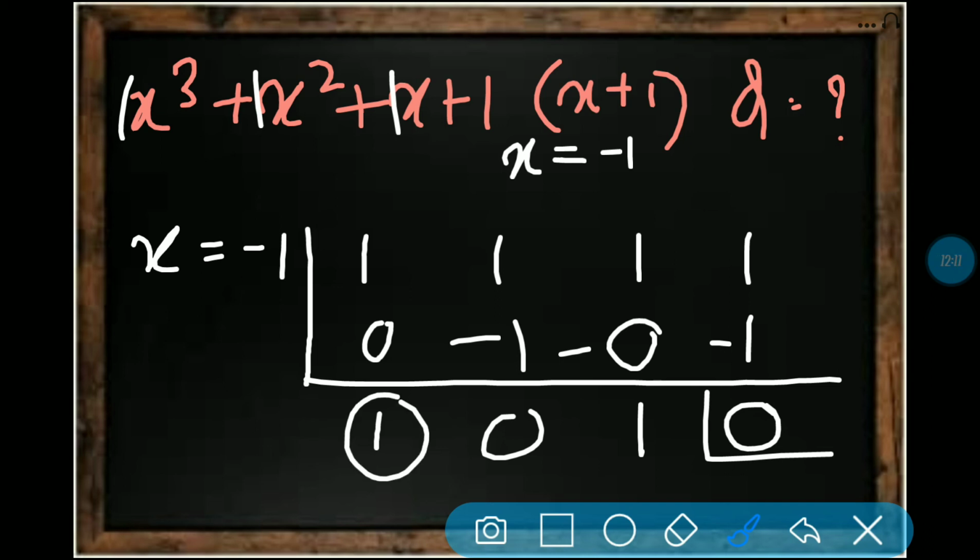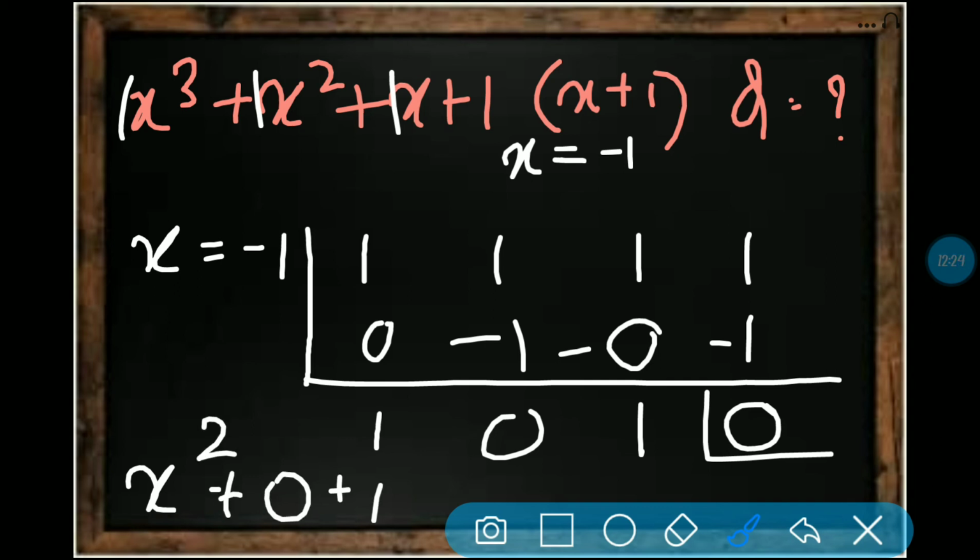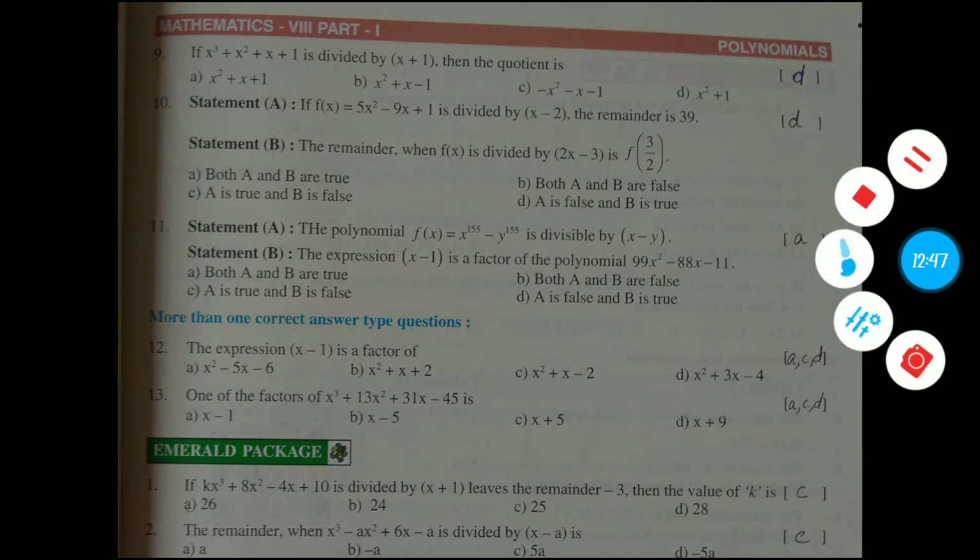Now what will it be? This will be the x square coefficient, this will be the x coefficient, and this will be the numerical, right? So this was the format. Everything was explained clearly. So it will be x square plus 0x plus 1, which means x square plus 1. Sorry, 0x, I forgot. Then this is a polynomial, so 0 into x is obviously 0, so it will be x square plus 1. Option D. You must take the screenshot right now.